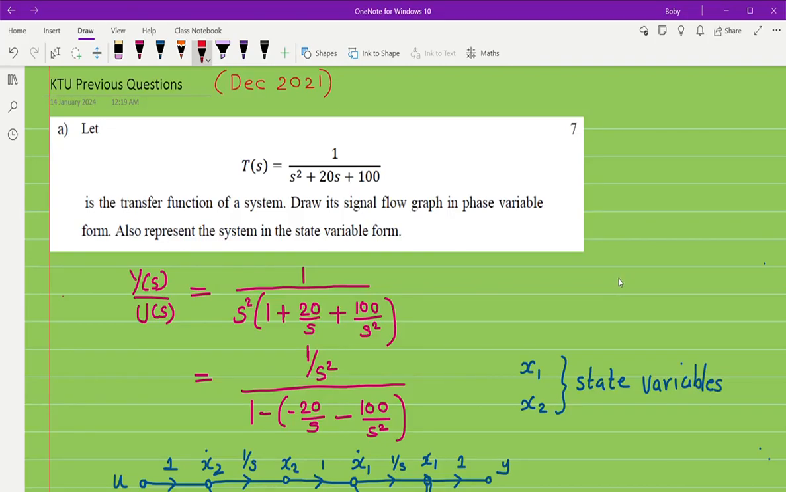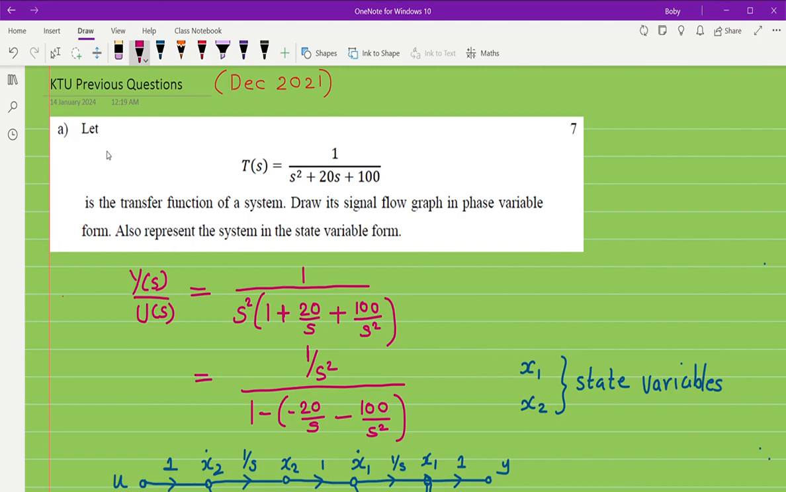So dear students, today we are going to see the solutions of a few previous university questions. This is especially December 2021. So the first question is, these are questions from module number 5.